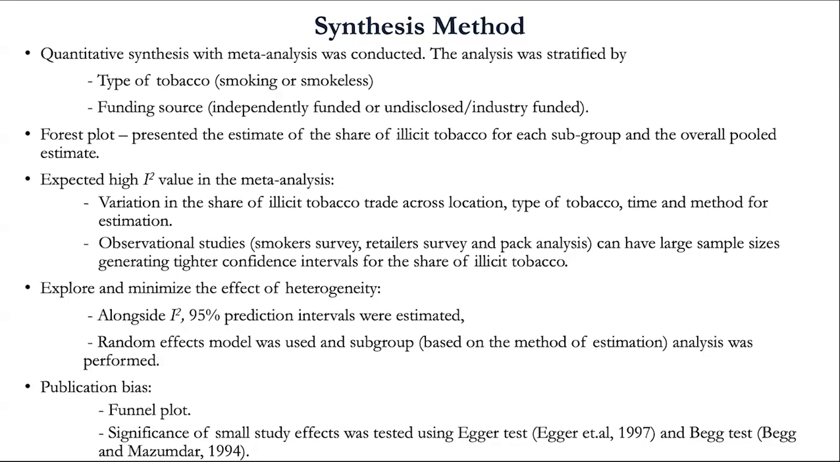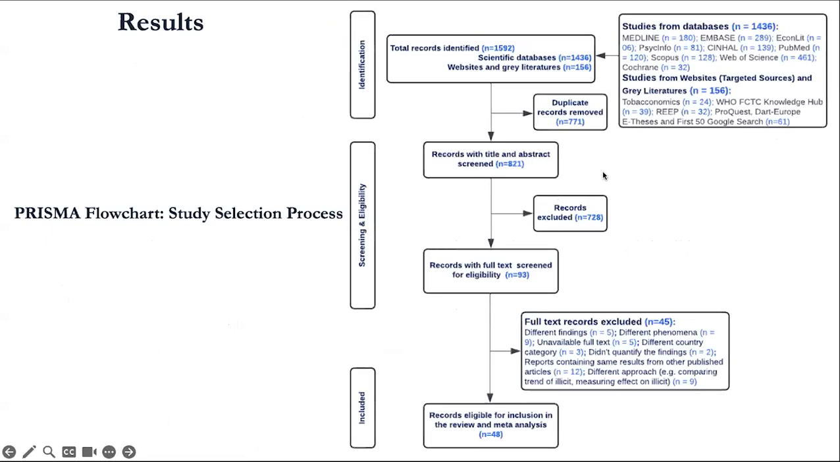And finally, to check the publication bias, visually we used a funnel plot, and as a statistical test we used Egger and Begg's test of small study effects. Now, moving on to my results part, this shows the PRISMA flowchart of the study selection process. As I have just mentioned, I have searched 9 electronic databases and 3 targeted websites along with the gray literature.